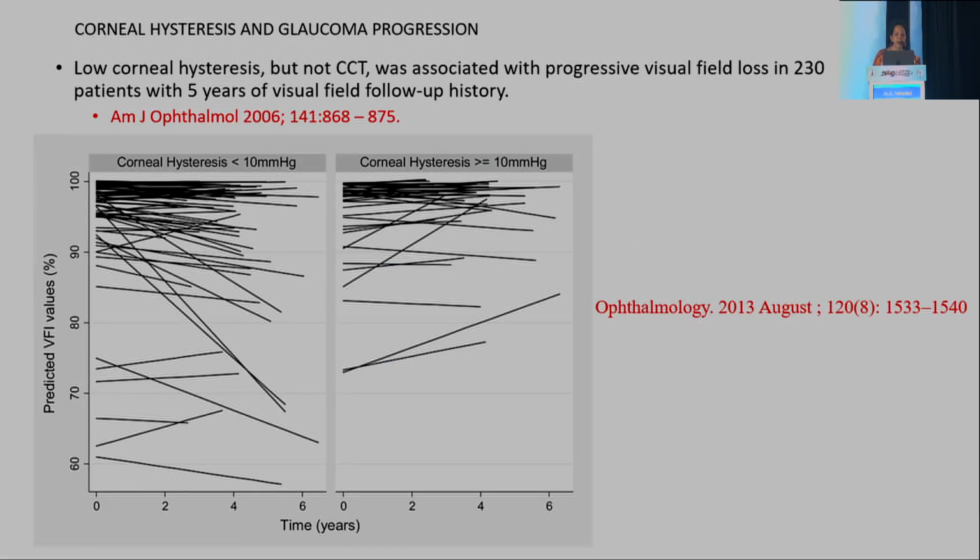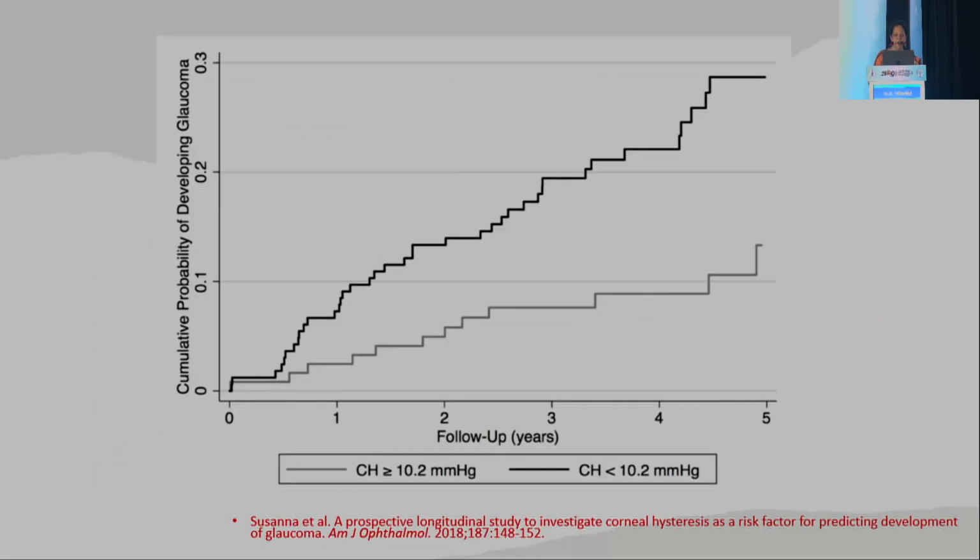This study showed that low corneal hysteresis, but not CCT, was associated with progressive visual field loss. You can see in this diagram, when the corneal hysteresis is less than 10 mmHg, the predicted visual field index values show a downward trend over time. Whereas on the right side, when the corneal hysteresis is more than 10, you can see it is horizontally maintained or shows an upward trend.